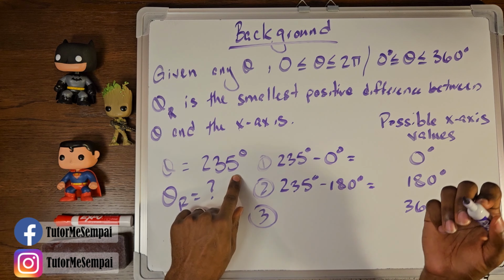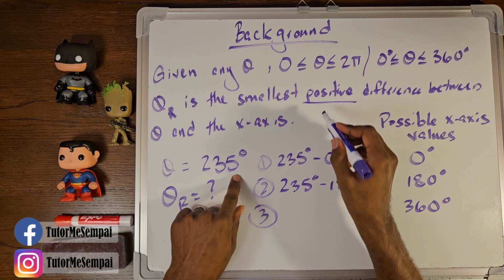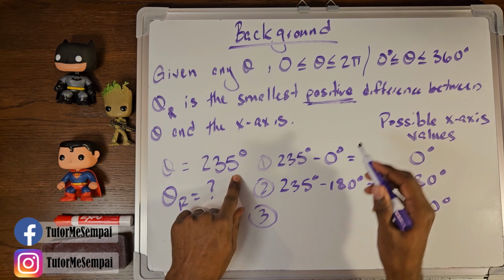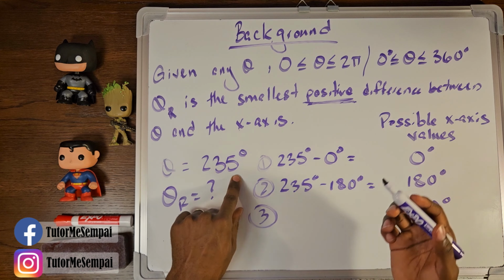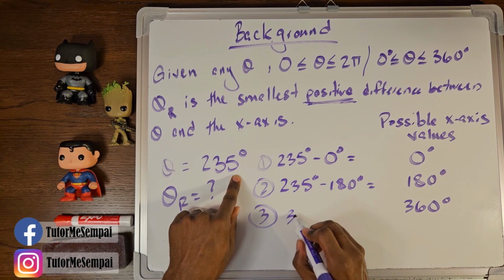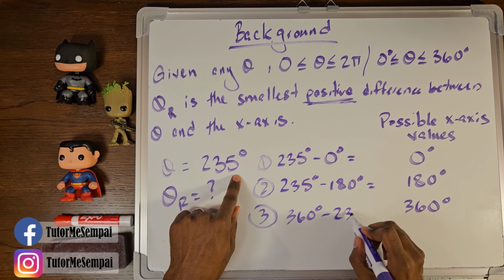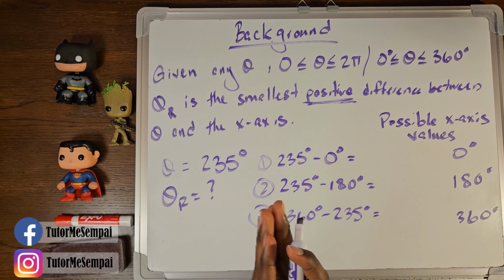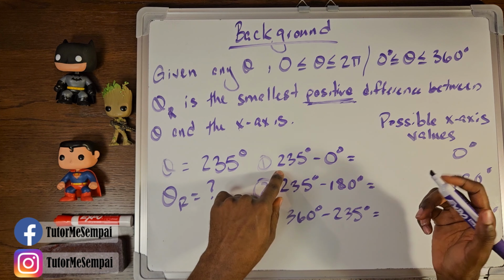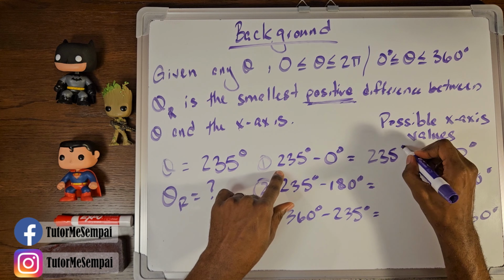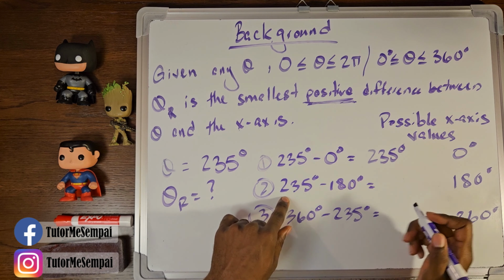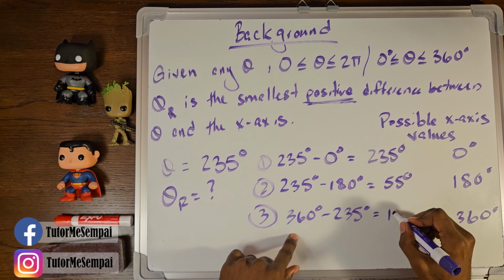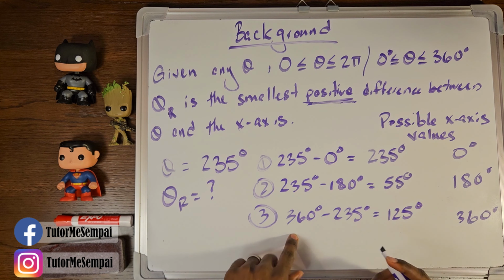It's important that you set these up properly. It has to be positive. If it's not positive, then it's definitely not going to be a reference angle. So you set up your equations to give you a positive number. And your last one, 360 degrees minus 235 degrees. We want to find out what these values are so we can find the smallest one. Right off the bat, we know this first one is just the angle itself, 235 degrees. We know this one is going to be 55 degrees after we subtract. And we know this one is going to be 125 degrees after we do the subtraction.